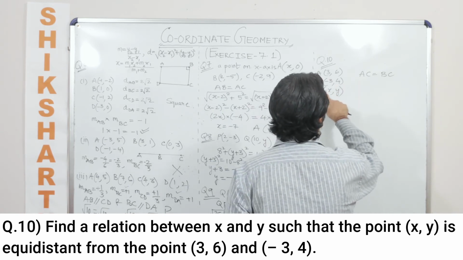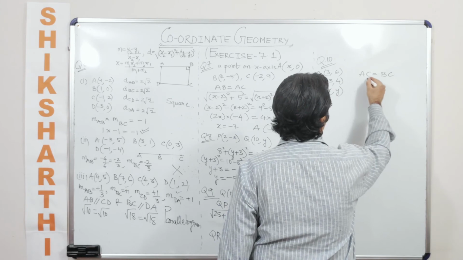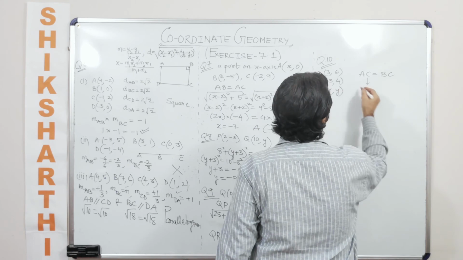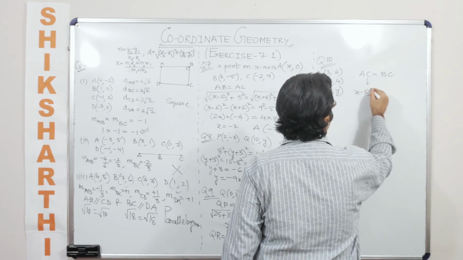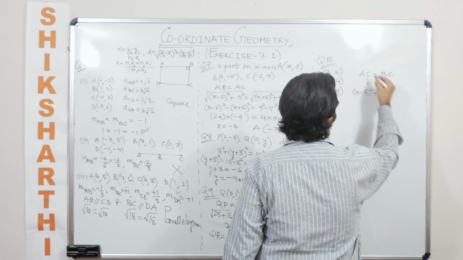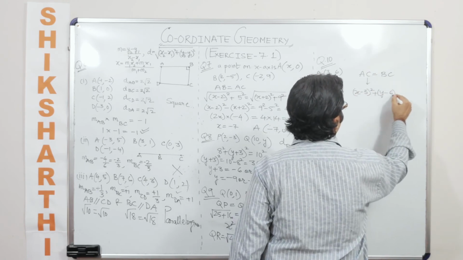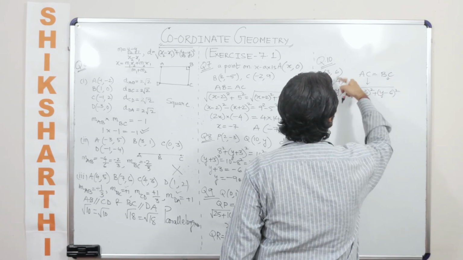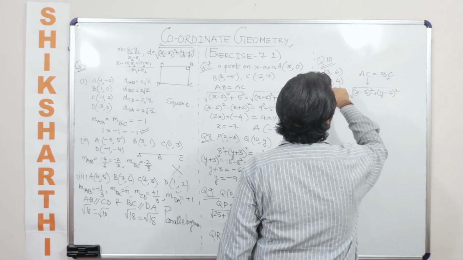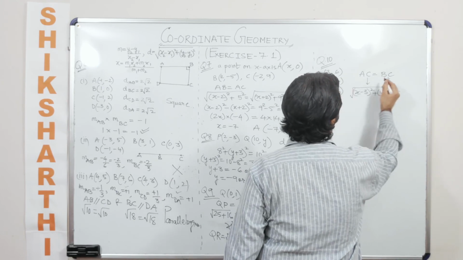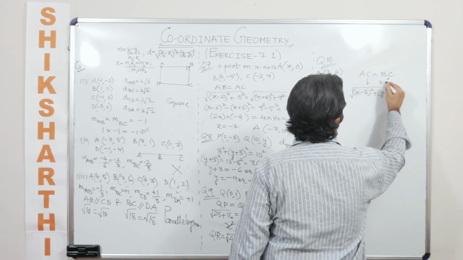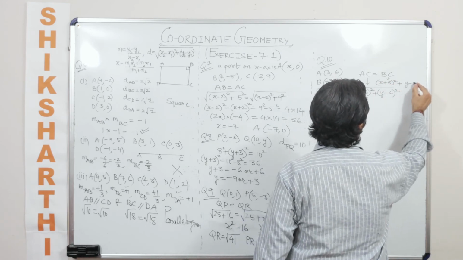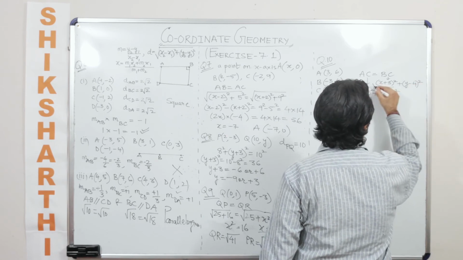How much is the distance AC? So now the distance AC, when I am calculating, how much am I getting? Let's see that. x minus 3 whole square plus y minus 6 whole square, and the under root of this. What is the distance BC? The distance BC is nothing but x plus 3 whole square plus y minus 4 whole square, and then the under root of this.